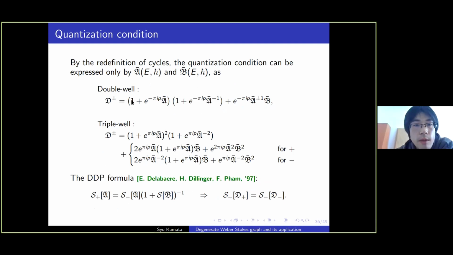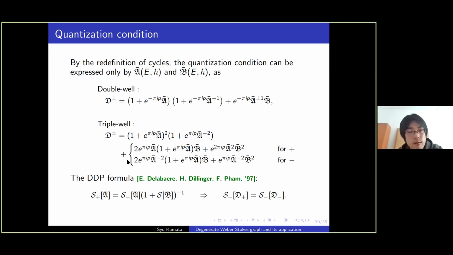Okay, so by using this definition, let us consider the quantization condition by using this new definition A bar and B bar. And yeah, this can be written in this form. Now, the important factor is that this quantization condition can be expressed only by A bar and B bar in both cases. So essentially, this triple well potential could be reduced to the double well, to the genus one system, by using this new definition.